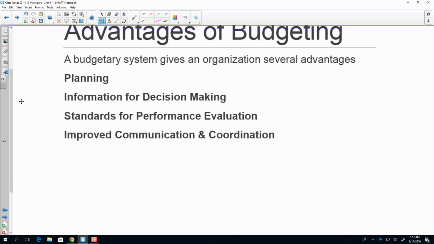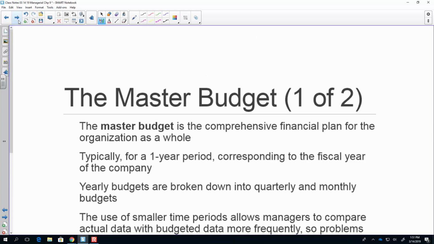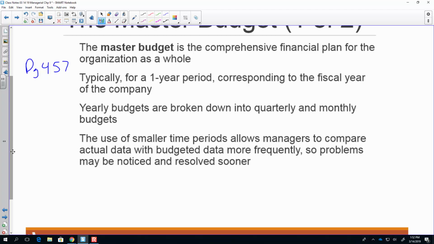All right, so there are advantages. We talked about some of those. The big thing is planning and control, right? The master budget is discussed, and that's basically what we're going to create is a master budget. Starts on page 457. Typically, it's a 1-year plan. And then, a lot of times, the 1-year plan is broken down into months, smaller time frames, so that managers can set goals, right?